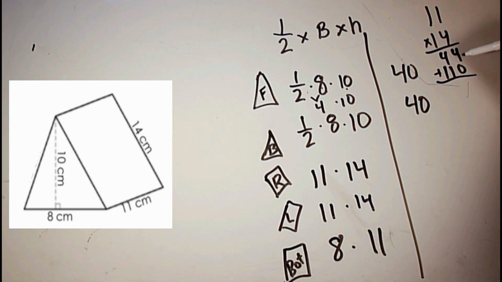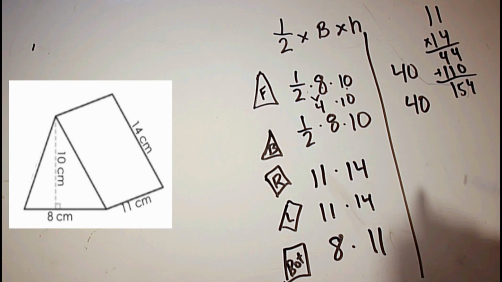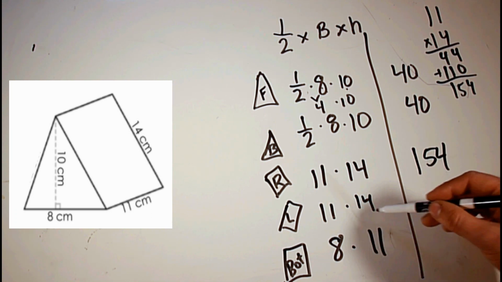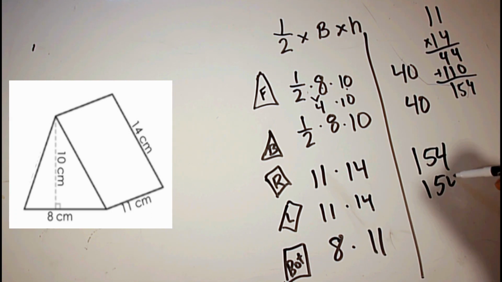All right, now we're going to add our ones place. 4 plus 0 is 4. 4 plus 1 is 5. 1 plus nothing is 1. So our answer here is 154. And what's the same as this? Well, this one right here, 154.